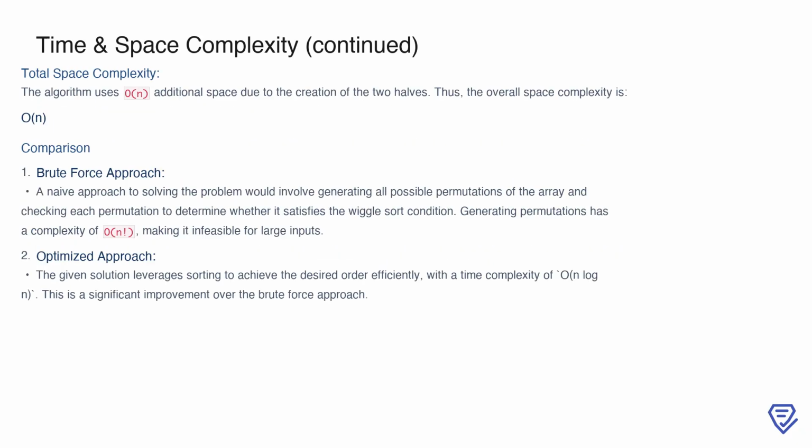Summing up the space requirements, the creation of the two halves dominates the additional space usage, contributing O(n) to the overall space complexity. Therefore, the total space complexity of the algorithm is O(n).